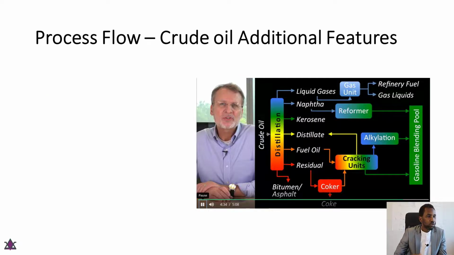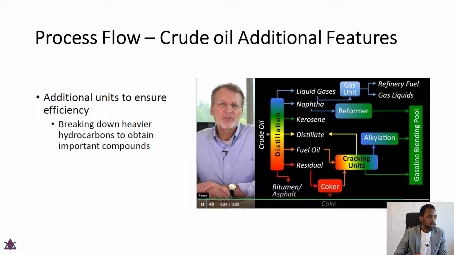So looking at process flow, there are additional features that are usually included in the processing units for oil and gas operations. It could be breaking down heavy hydrocarbons to obtain important compounds. There's usually a specific quantity when you carry out fractional distillation of crude oil, some of which goes to kerosene, some goes to petrol or liquefied fuel gas for vehicles, some goes to diesel and the likes.